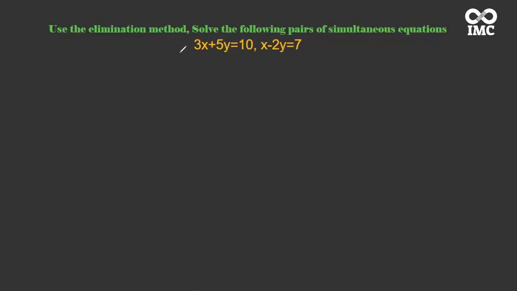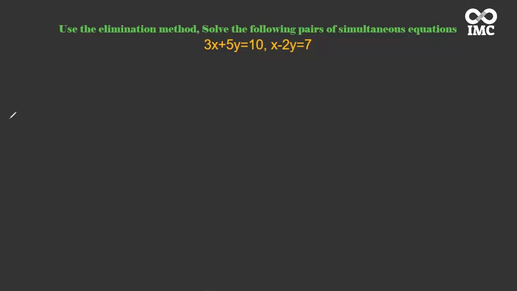Use the elimination method. Solve the following pair of simultaneous equations: 3x plus 5y equals 10 and x minus 2y equals 7. So how can you solve?